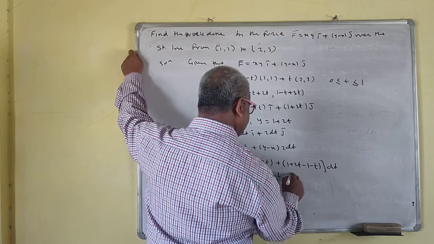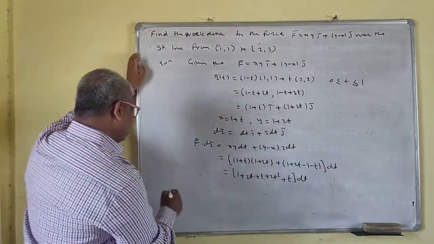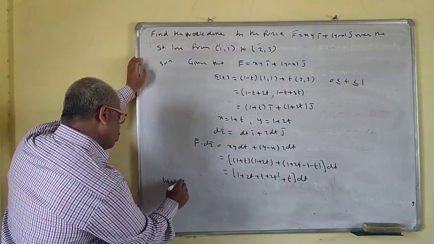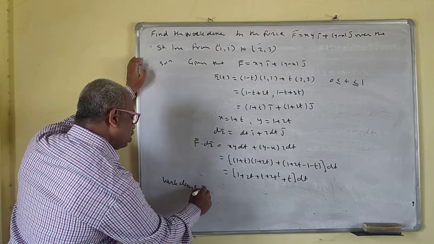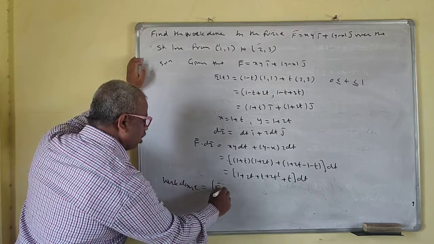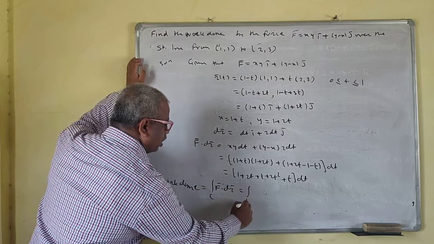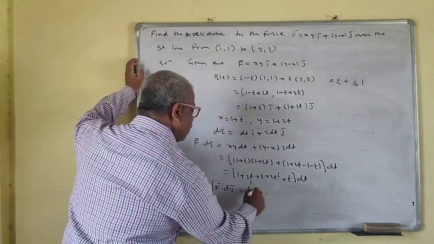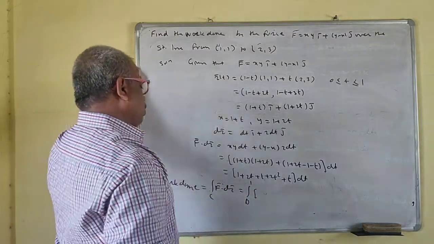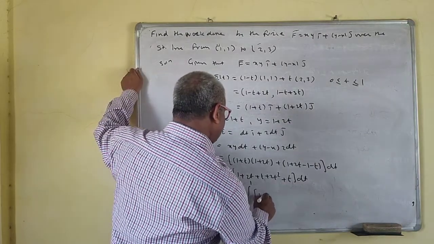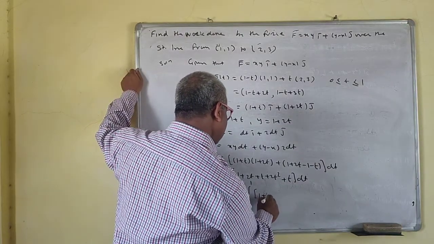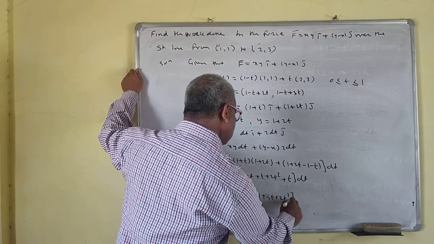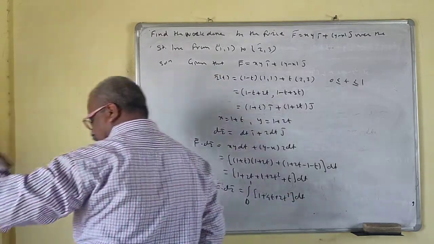This is plus t dt. Okay. So with that, work done. Work done is equal to the integral over C of F bar dot dr bar, from 0 to 1. Just we simplify this now here. So this is what? 1 plus 4t plus 2t square dt.